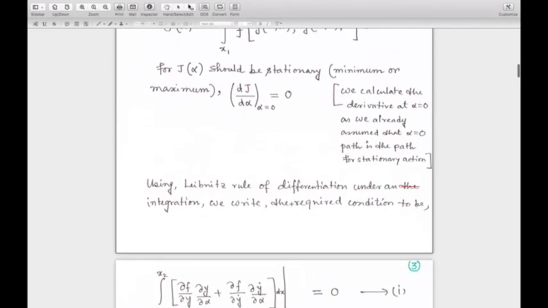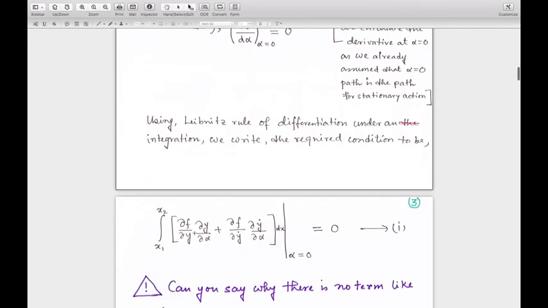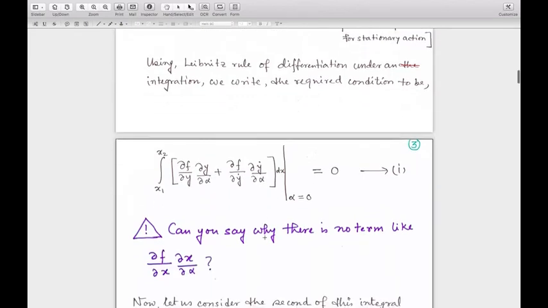Now if you expand del f/del alpha, you can easily write that it is exactly equal to del f/del y times del y/del alpha, plus del f/del y dot times del y dot/del alpha, plus a term del f/del x times del x/del alpha. Now as x and alpha cannot see each other, this term would vanish.